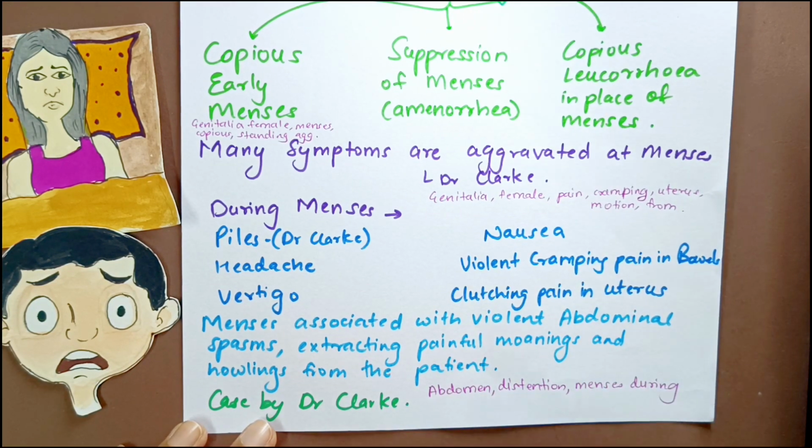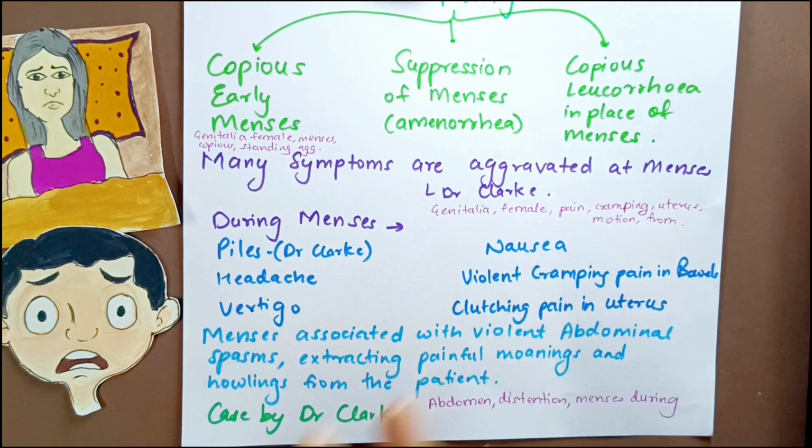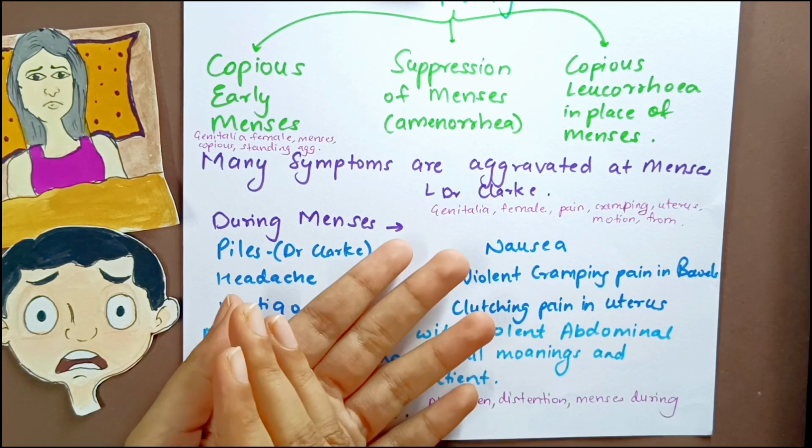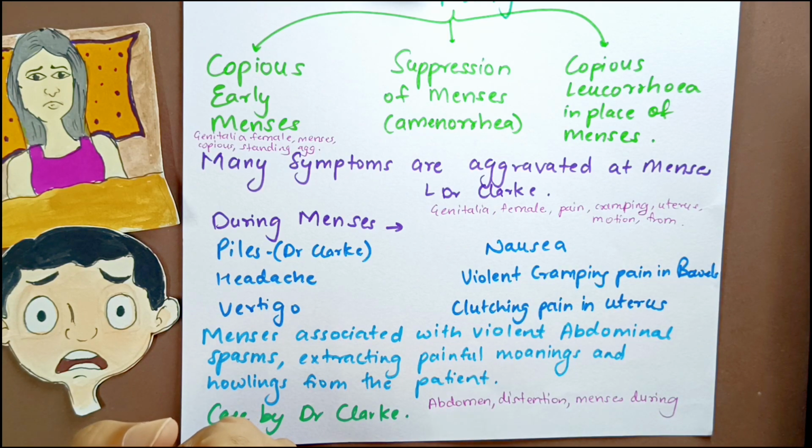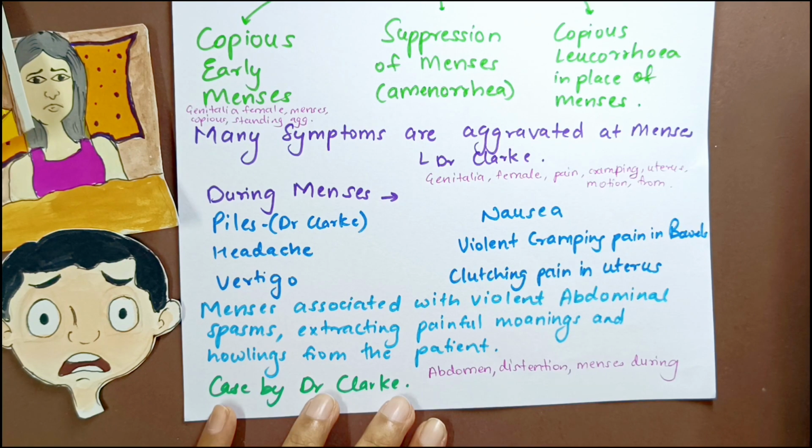Now there's a case that Dr. Clarke gives us. I will just talk about that case. So Cocculus actually has cured a case of delirium at onset of menses during the first and the second day. So just now we saw many things that happen during menses, but it also affects the mind during menses. And what did the patient say? So this is very interesting.